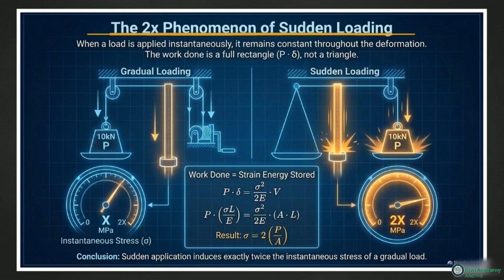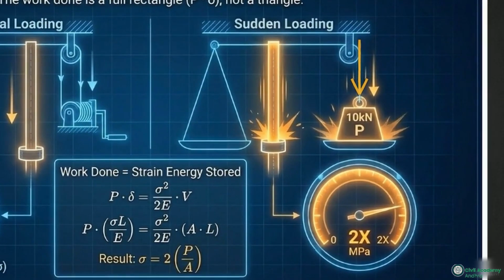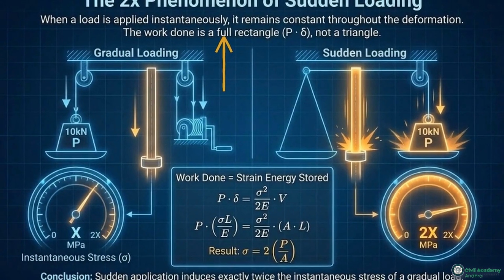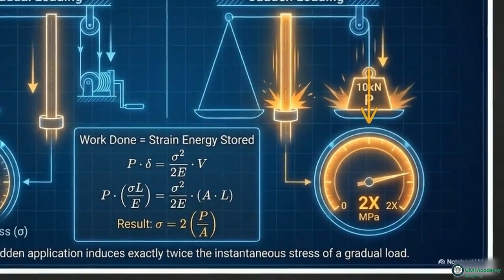This comparative graphic illustrates the 2x phenomenon. Under sudden loading, the full weight P remains constant throughout the entire deformation process, making the work area a full rectangle. Equating this to stored strain energy yields a severe penalty. Internal stress exactly double the static baseline.